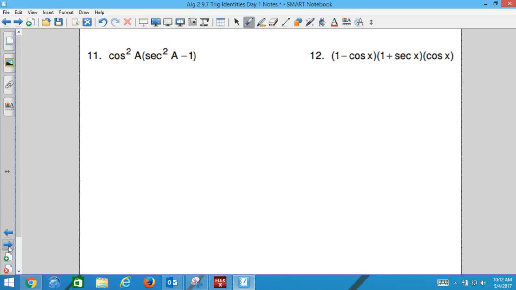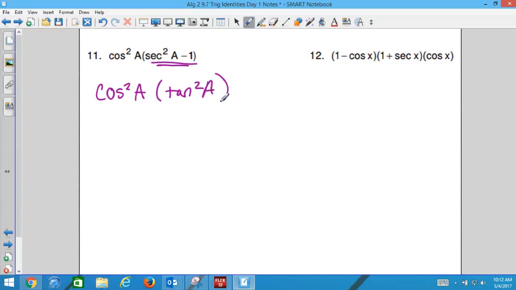It's tangent squared. Okay, so there are 2 different ways you could approach this one. We could either change secant squared of the angle into 1 over cosine and distribute, or we can take this and make it tangent. I did the distributing with the 1 over cosine on my paper, but you can do it either way. There are different ways of doing these.